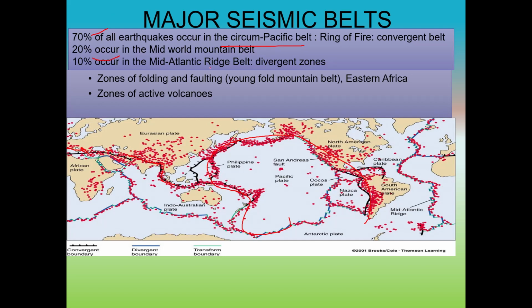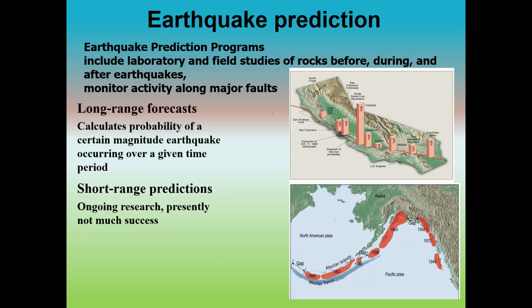10% occur in the mid-Atlantic ridge belt, that is the divergent boundary. Here you can see Iceland is coming within that area. Zones of folding and faulting, like young fold mountain belts and the East African belt, are also coming under the earthquake belt. And zones of active volcanoes, for example, this Pacific Ring of Fire. These are the major areas of seismic activity.